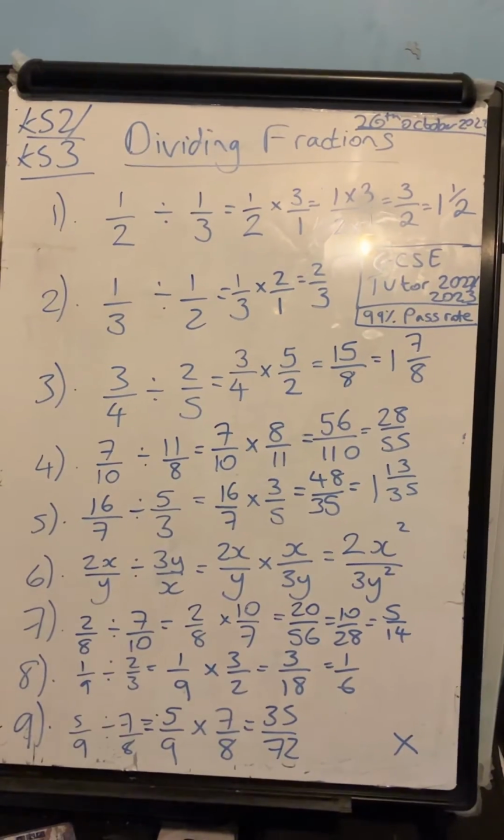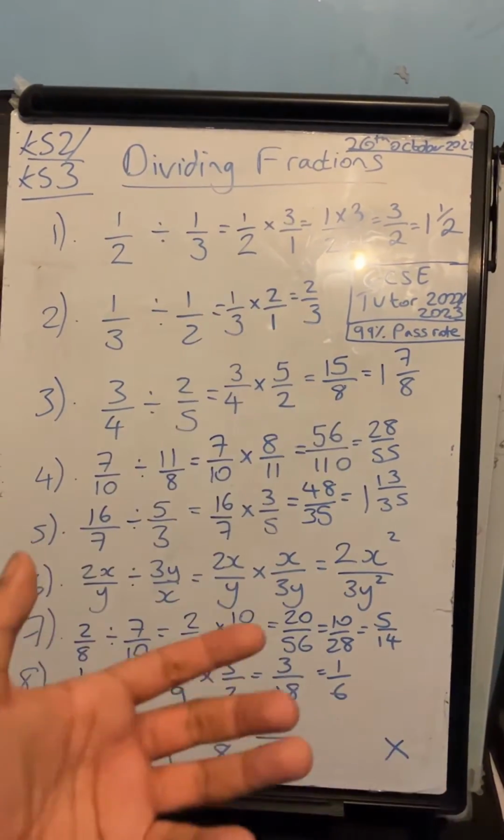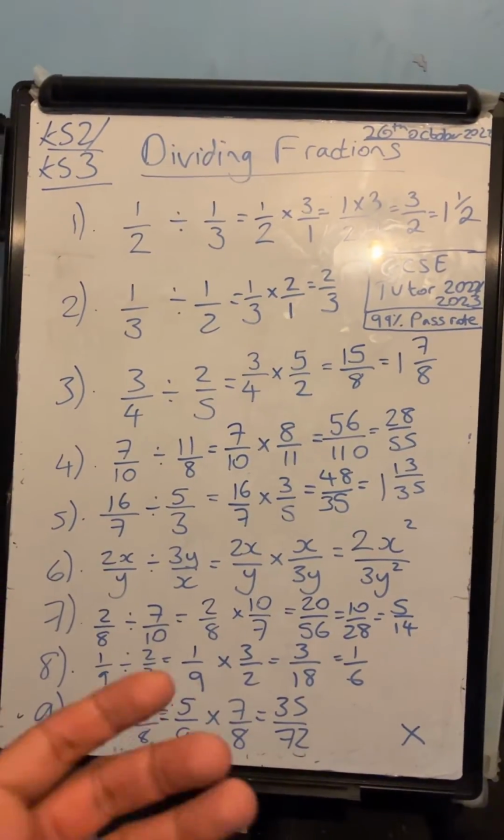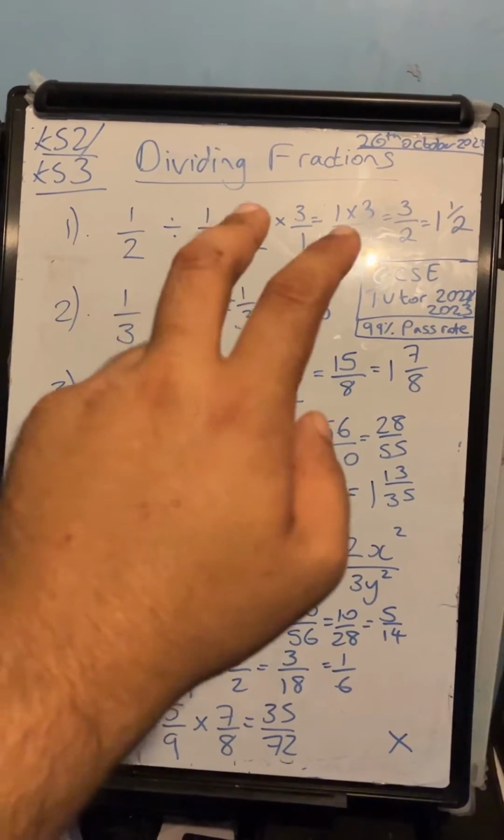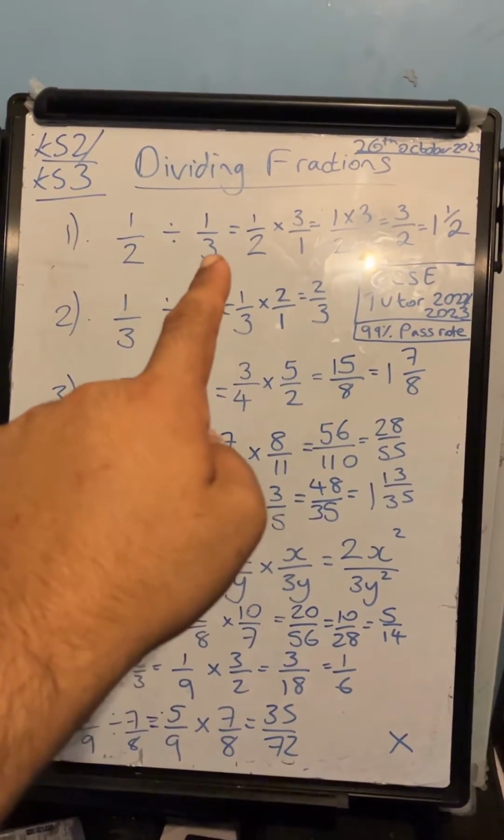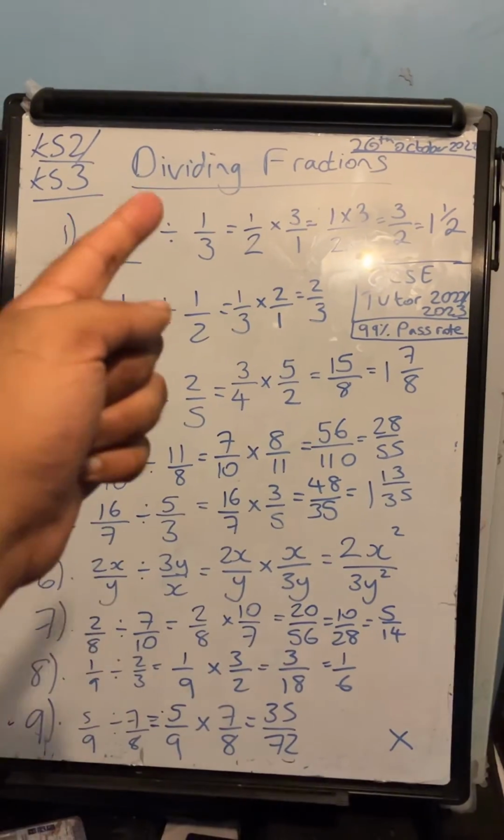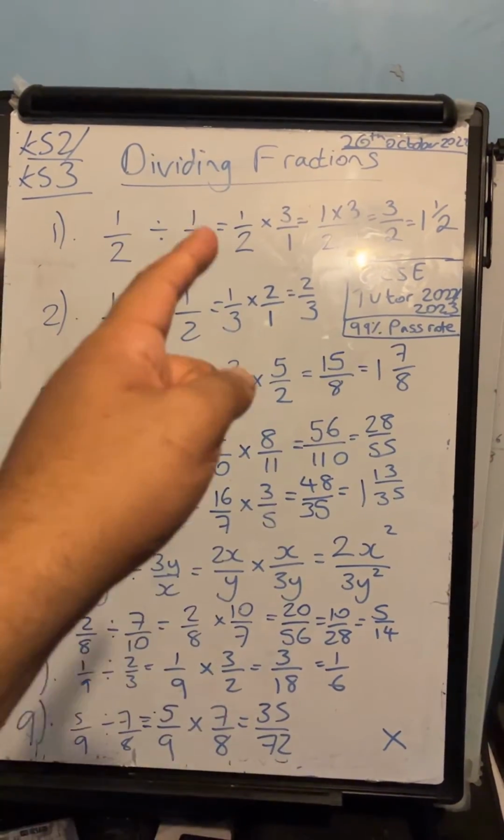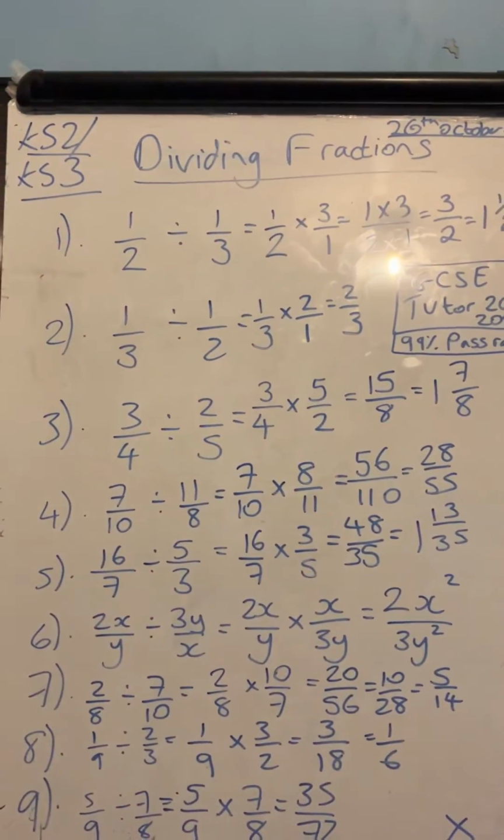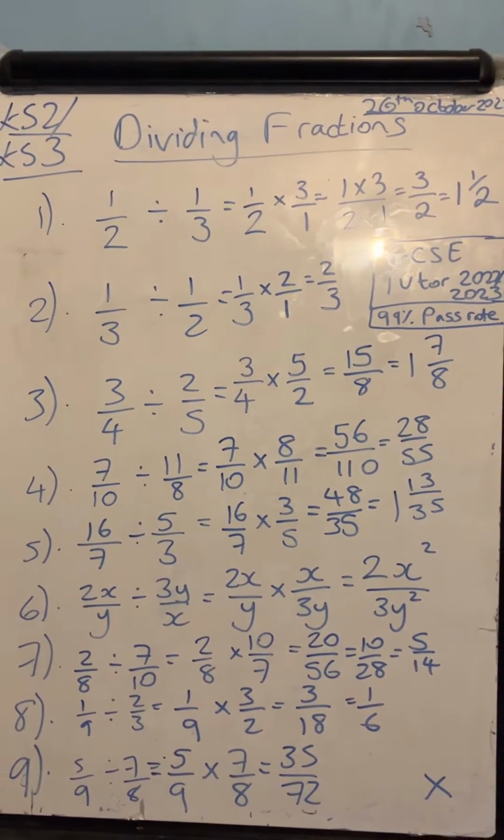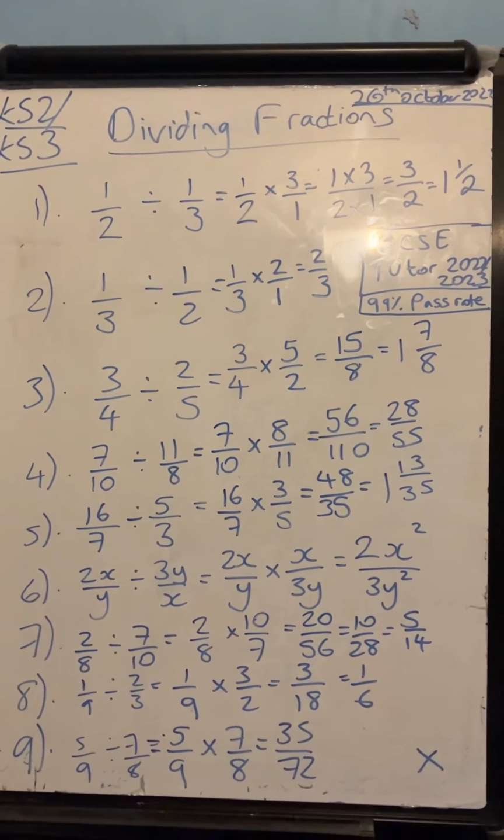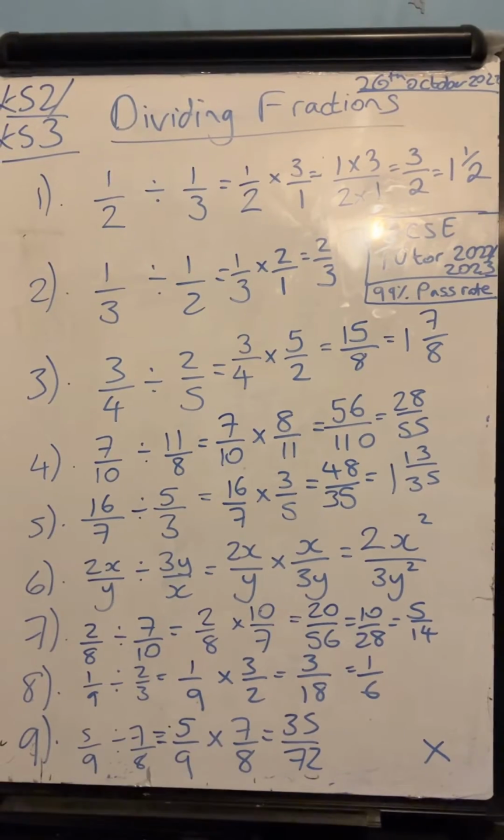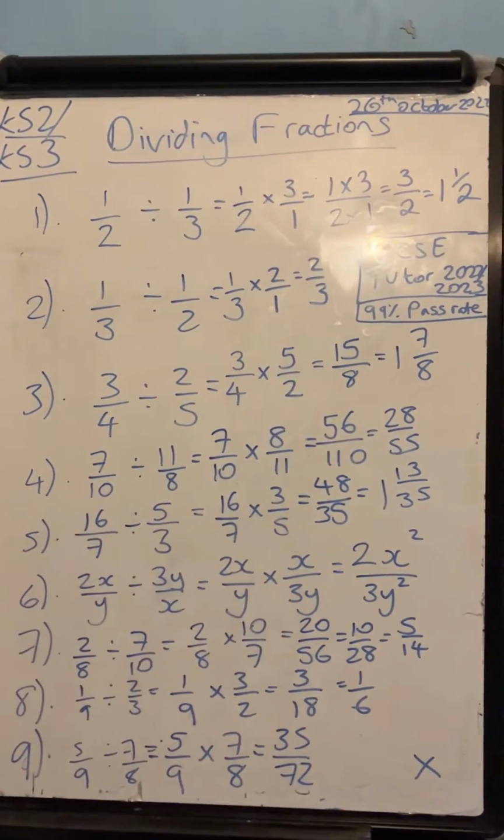Once I've done that, I then just multiply fractions as I did in the previous video for multiplying fractions, which is I multiply the numerators together and multiply the denominators together. So 1 times 3 is 3 and 2 times 1 is 2. So the answer that I get is 3/2, which is my top heavy fraction or improper fraction, which is 1.5.